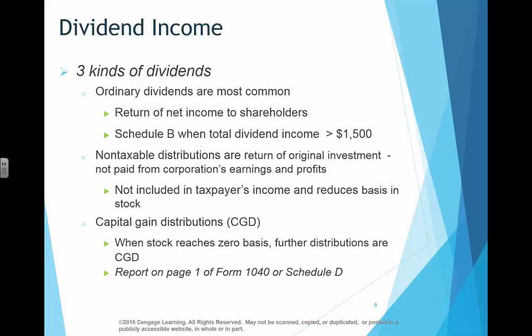It was kind of like we learned on a Schedule B. If I've got over $1,500 of interest, I've got to go fill out the B. But if I've got $18 of interest, I still pay tax on it. I just don't have to go do the B. Does that make sense?